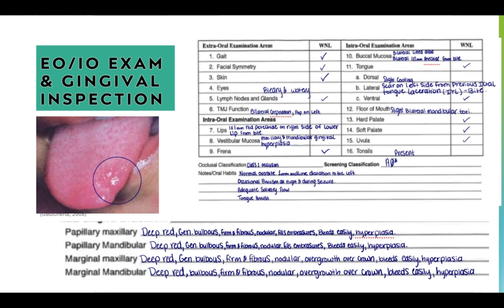As for the maxillary and mandibular gingival margins, they are deep red in color with generalized bulbousness and firm, fibrous, and nodular consistency that has overgrown onto the tooth's crown. The margins show signs of bleeding and hyperplasia.